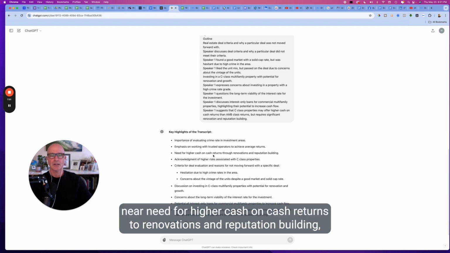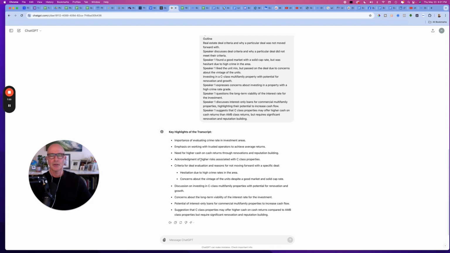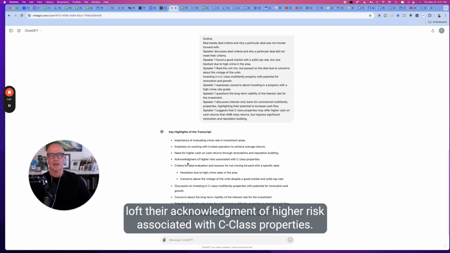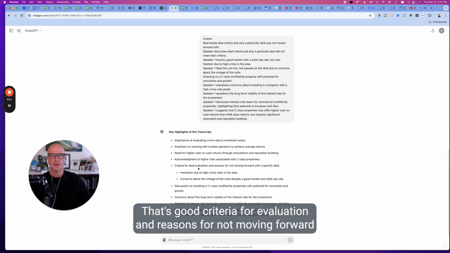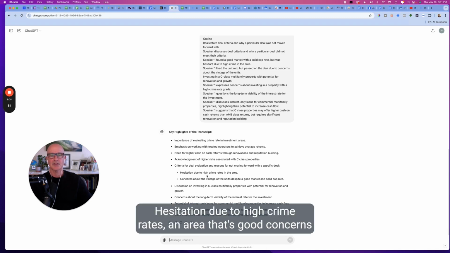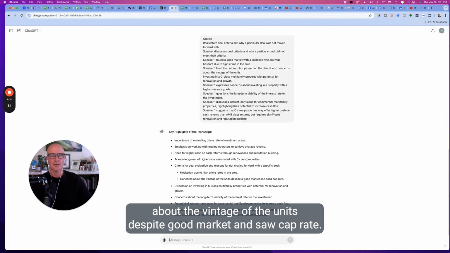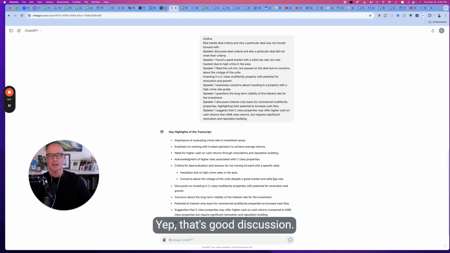Need for higher cash-on-cash returns through renovations and reputation building, a little out there. Acknowledgement of higher risk associated with C-class properties. That's good. Criteria for deal evaluation and reasons for not moving forward with a specific deal. Hesitation due to high crime rates in the area. That's good. Concerns about the vintage of the units despite good market and solid cap rate. Yep. That's good discussion. So most of this is pretty good.